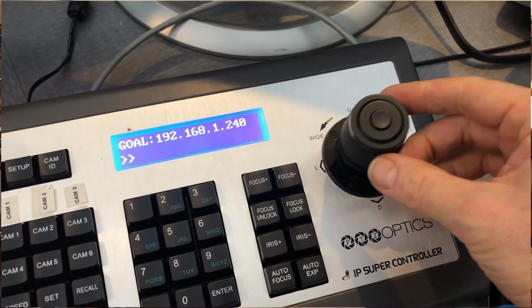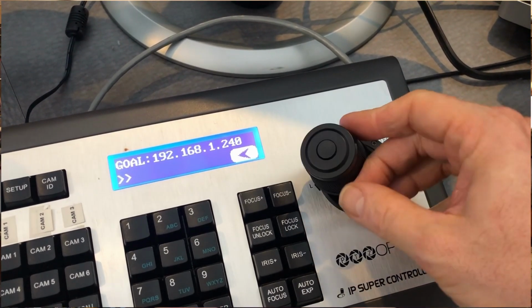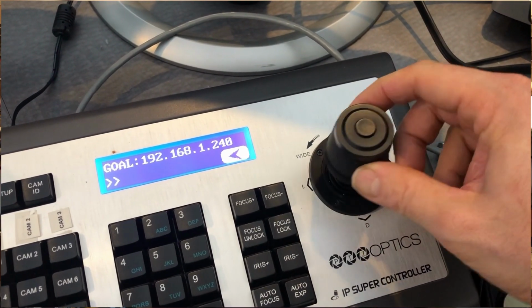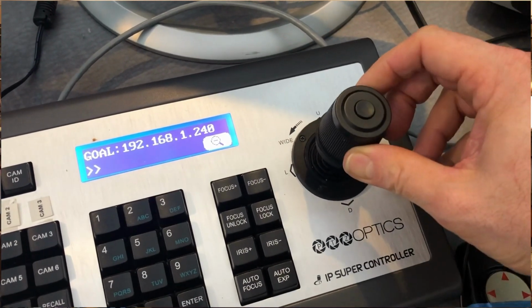Our PTZ optics are really great cameras, but everyone has a weakness. Our kryptonite is our speed control. Now, here's the bad news. No matter how hard you push the joystick, or push or pull or whatever, the cameras are always gonna move at the same speed. It's a predetermined speed.